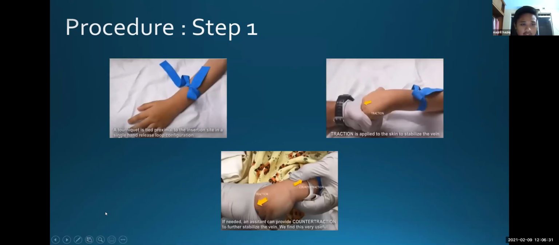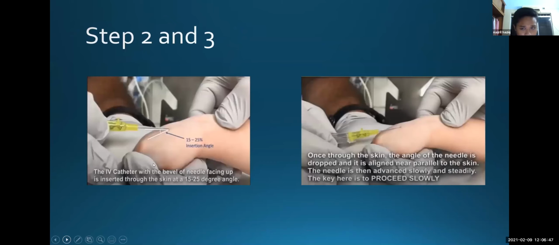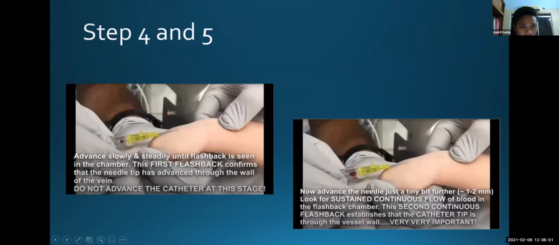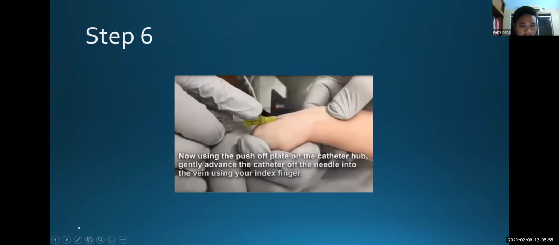So this is the detailed procedure that you can read. Next, later, the step by step of the procedure. Start from step 1, which is we apply the tourniquet to make the vein visible, and then before the injection, and then the first flashback, and then the second flashback. And the last one is to push the plate of the catheter hub.